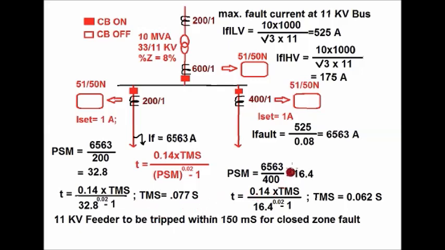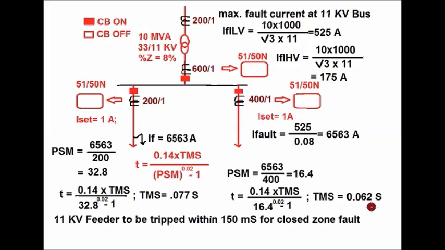Again, for this feeder, the TMS will be different, as the CT ratio is 400 by 1. So the TMS will be somewhat different from the other feeder. Here the PSM is equal to 6563 divided by 400, which comes as 16.4. As the trip time is 150 milliseconds, 0.15 is equal to 0.14 into TMS divided by 16.4 to the power 0.02 minus 1, which comes as TMS equal to 0.062.